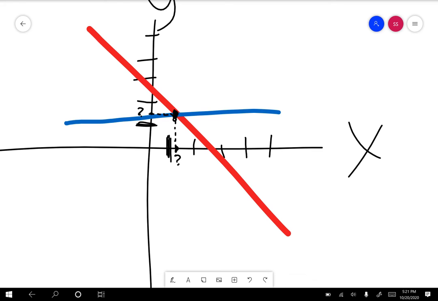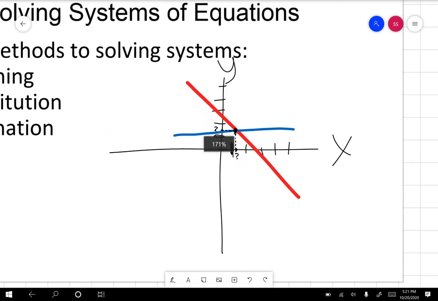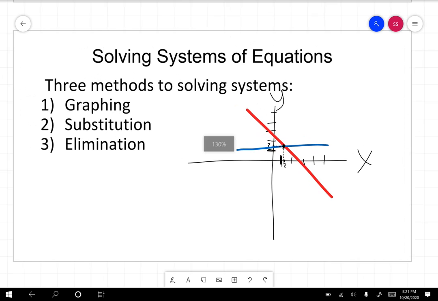But if we need precise answers, not just estimates of solutions, we would need to find exact numbers. To do that, graphing isn't always the best option, which is why we're going to go over substitution and elimination. Today we'll do substitution, elimination for tomorrow. Let's see here.